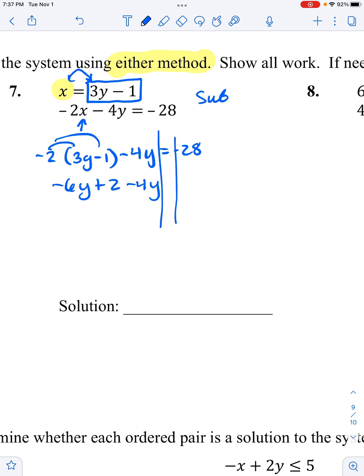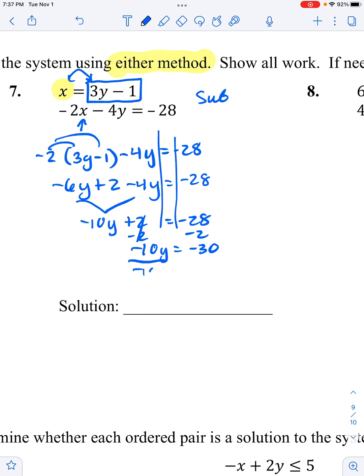And then I'm just doing my solving. These are on the same side, so they go together. A negative 6y minus 4 more is going to be a negative 10y plus my 2. I'm going to take that 2 away. And so I end up with negative 10y equals negative 30. So when I divide out the negative 10, I get a y value of 3. And it's a y value, so it goes second.